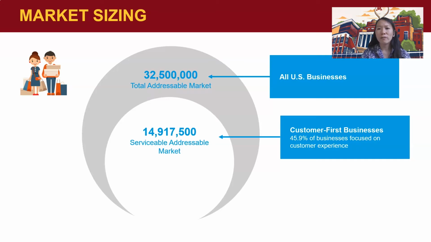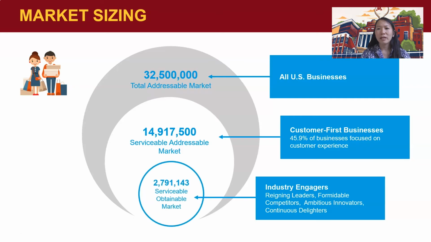These are the businesses who are focused on their customer experience. If you remember how Salesforce described their trailblazers, customer first was a critical attribute. Then, finally, the serviceable attainable market, where Salesforce is focusing their attention and those who are highly engaged in their industry. These are the reigning leaders, formidable competitors, ambitious innovators, and continuous delighters. This is roughly 9% of the total addressable market. These are the customers that Salesforce can not only reach, but can win with.